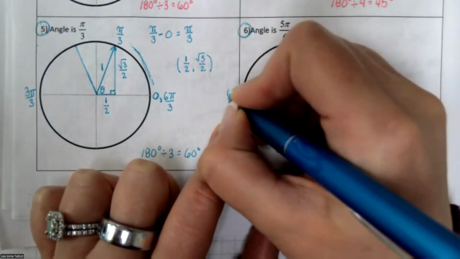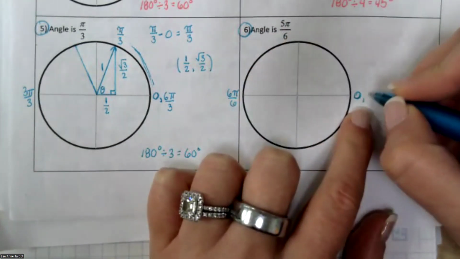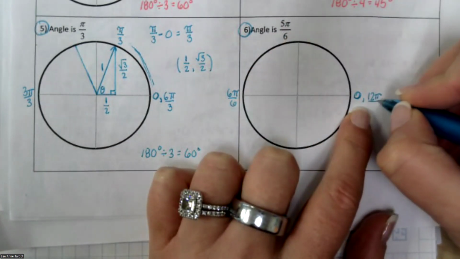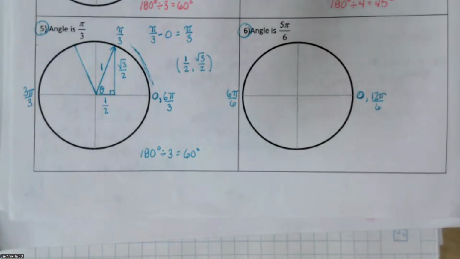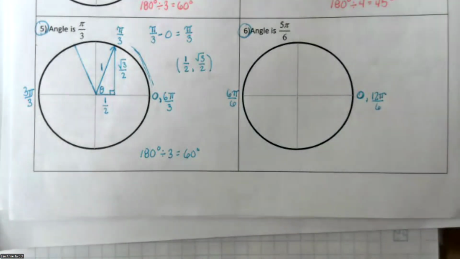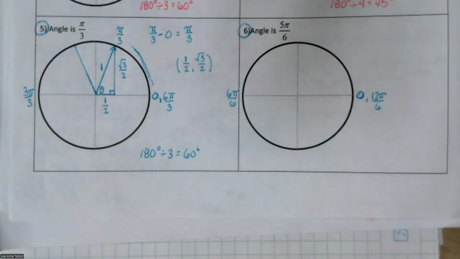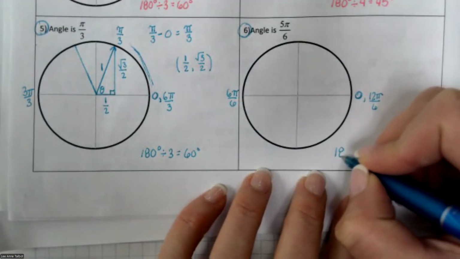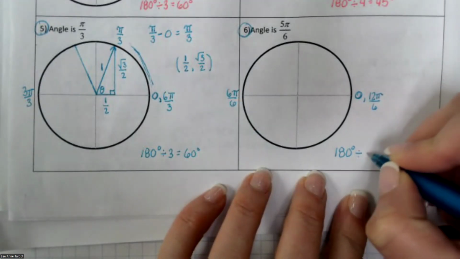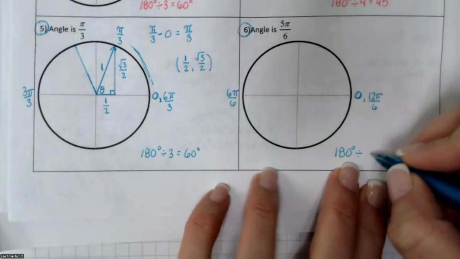You're amazing. Nice. Okay, now Connor. Would 5 pi over 6 live in the top half or bottom half of the circle? Nice. Okay. So top half of the circle divided into how many equal pieces this time?